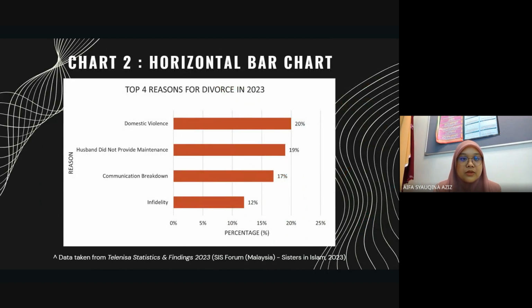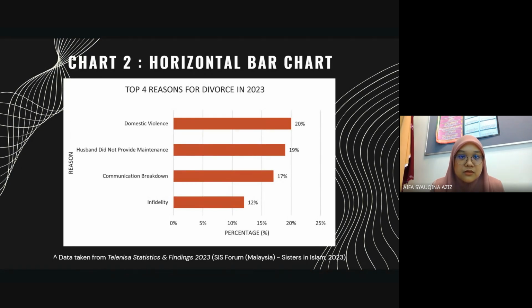So this is the second chart, which is a horizontal bar chart. This chart shows the top 4 reasons for divorce in Malaysia in 2023 and their respective percentage based on the Telenisa Statistic and Findings 2023 report. Basically, these reasons are likely influenced by the post-COVID-19 pandemic.